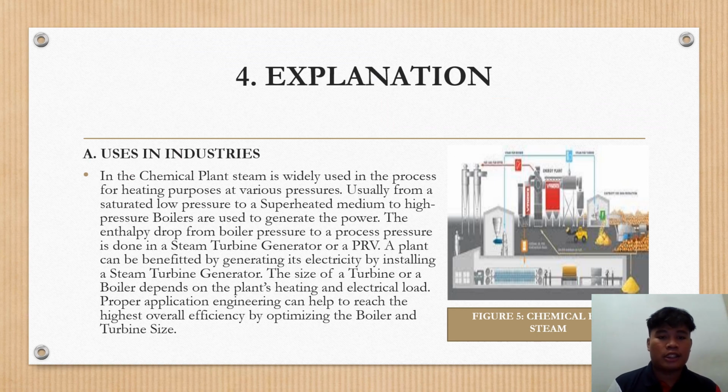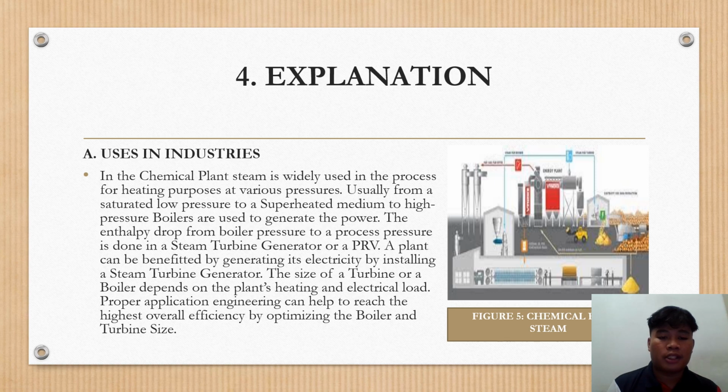Explanation of use in industry. In a chemical plant, steam is widely used in the process for heating purposes at variable pressure, usually from saturated low pressure to a superheated medium to high pressure boiler, and used to generate power. The enthalpy drop from boiler pressure to process pressure is done in a steam turbine generator or a PRV.